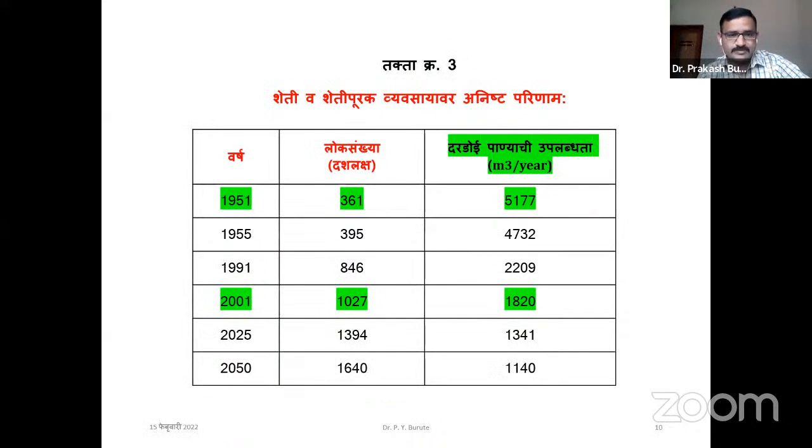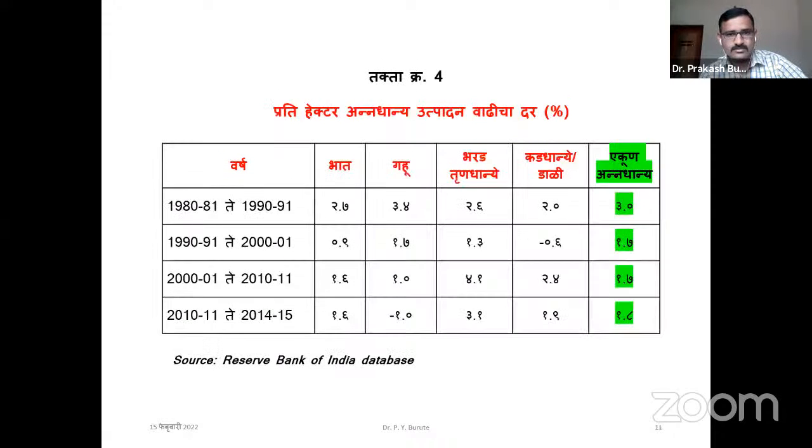आता पुढचा तक्ता आहे शेती व शेतीपूरक व्यवसायावर होणारा अनिष्ट परिणाम. या ठिकाणी पाण्याच्या उपलब्धतेचा विचार मी केलेला आहे. दरडोई पाण्याचा विचार जर केला उपलब्धतेच्या बाबतीमध्ये तर 1951 आणि 2001, त्याच्यानंतर पुढचं जर प्रेडिक्शन केलं 2025 आणि 2050 तर लोकसंख्येच्या तुलनेत दरडोई पाण्याची उपलब्धता जर पाहिली तर याचं प्रमाण वर्षानुवर्ष तुलनेनं कमी होत चाललेलं आपल्याला दिसून येतं.